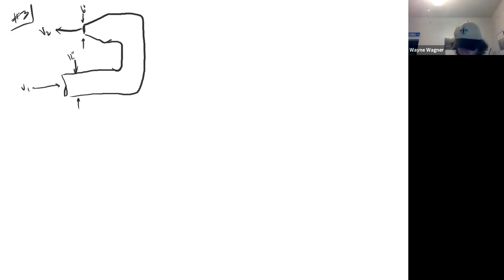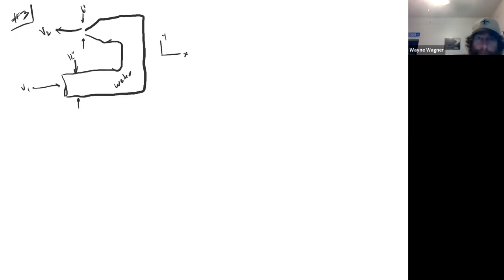I will note that if I've drawn this properly, you will be able to tell that V2 is exiting into the atmosphere. Yeah, okay. It says in the problem, the nozzle discharges into the atmosphere. Okay, it's a key point, right? So this is all water. And this is X, and this is Y.